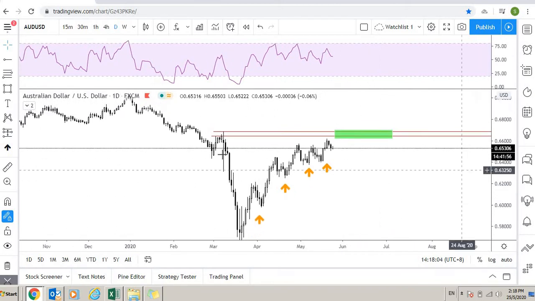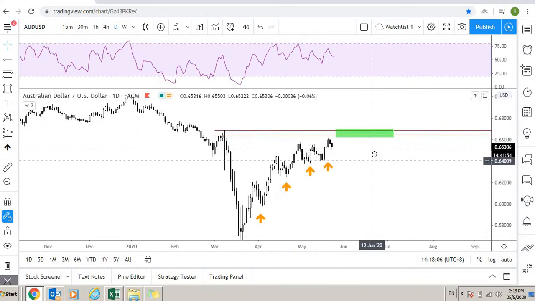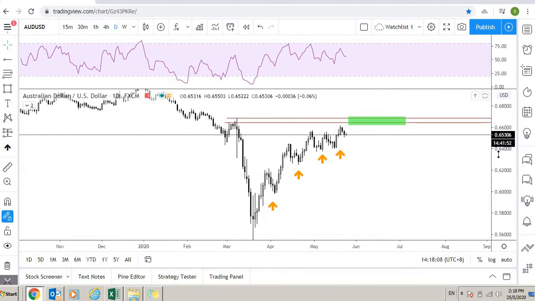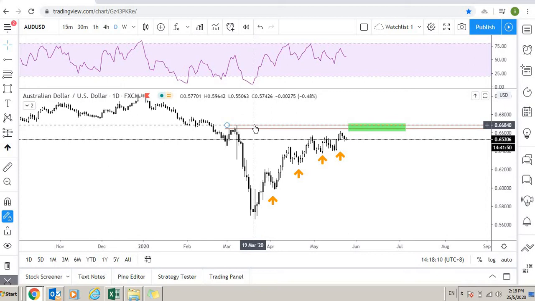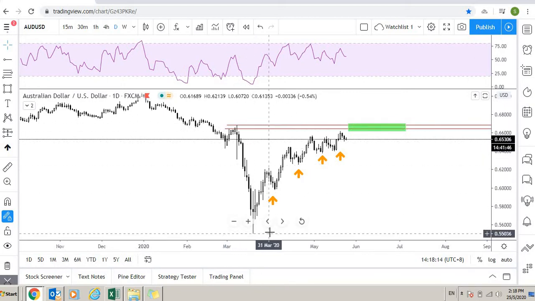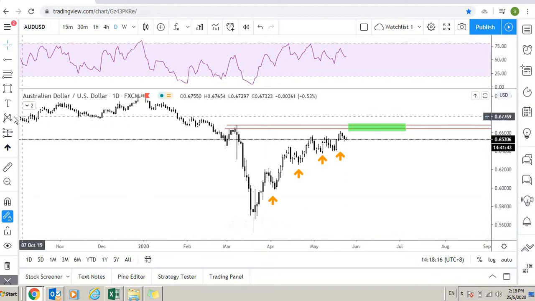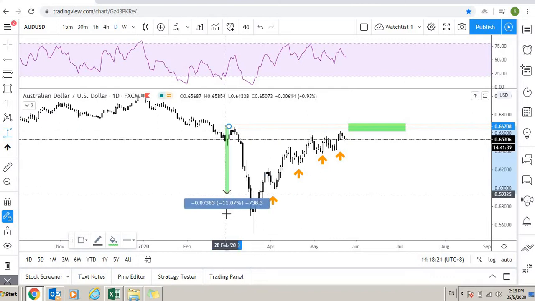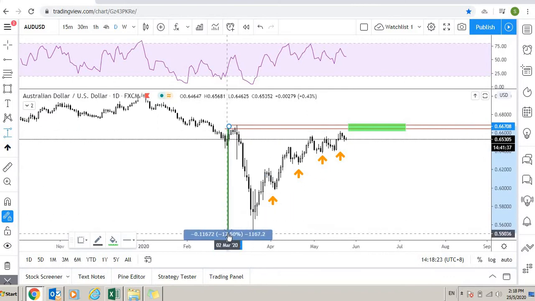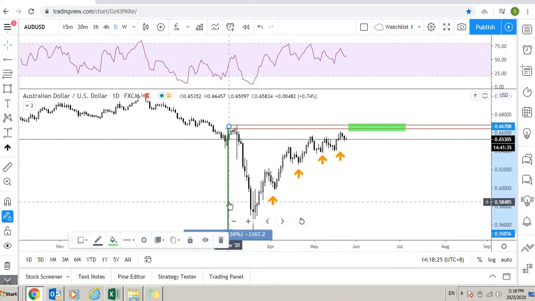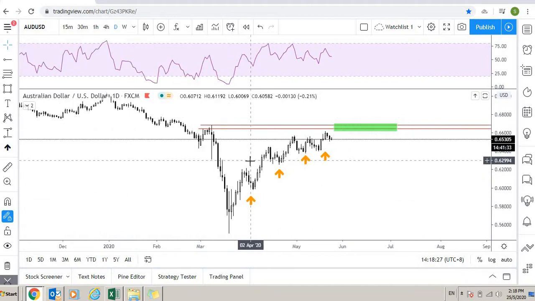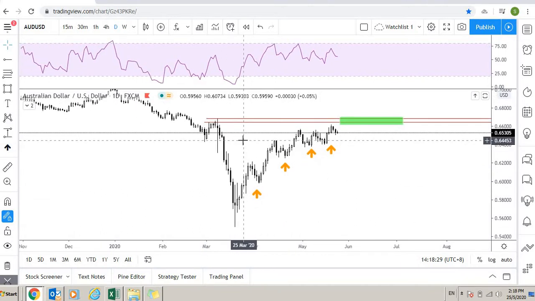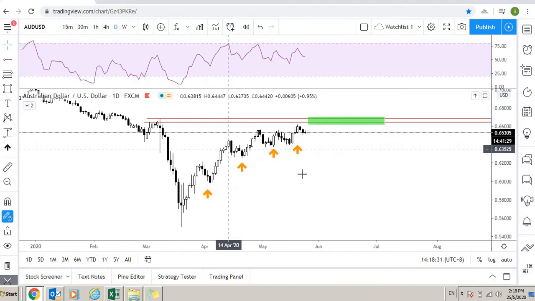So why I choose these levels as resistance areas is because we can see from this price level 6684 there was a strong push down to this level, 5516. So this push is about 1167 pips. So this level is a very strong resistance level currently holding for this pair.